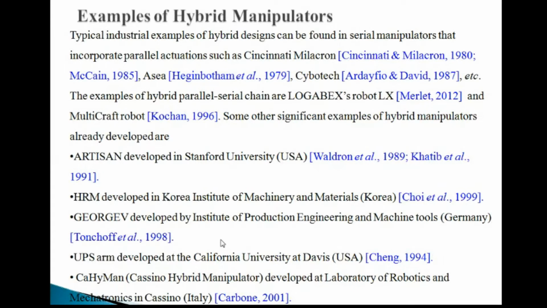Now these are the different examples of hybrid manipulators. Serial manipulators which involve some parallel actuations are Cincinnati Milacron, ASEA, Cybotech, and the examples of hybrid parallel serial chain are Logabex robot, Multicraft robot, and then we can say different examples like Artisan, HRM, Georgia, developed by different countries and different universities.